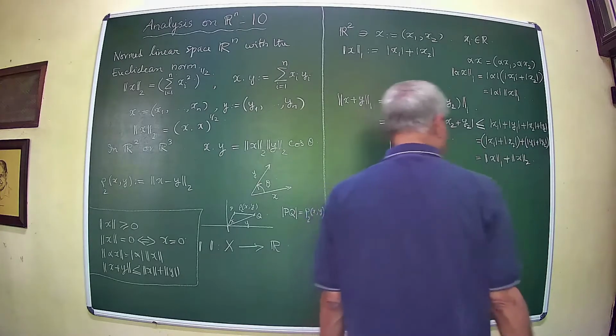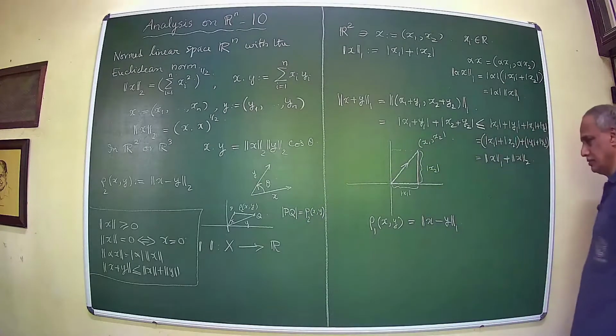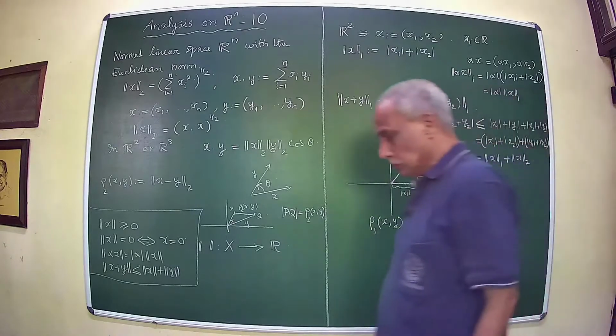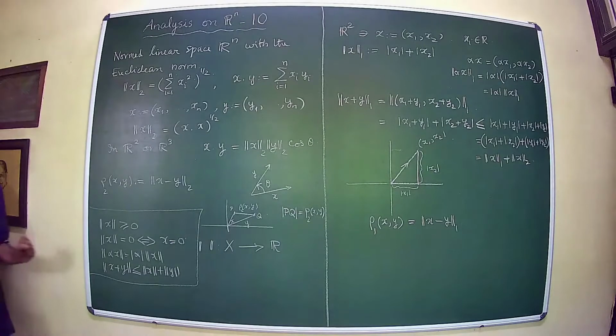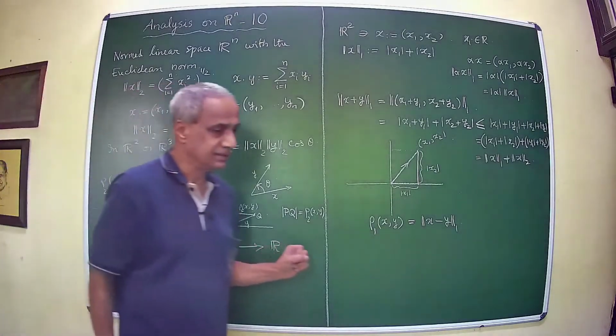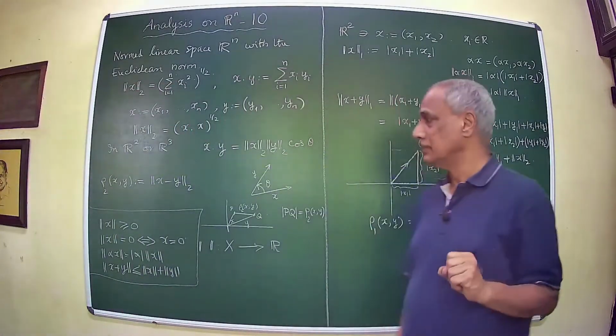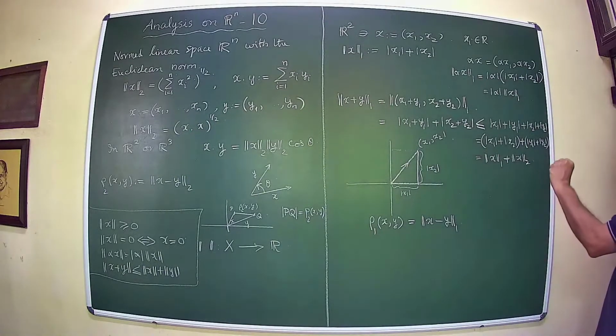I leave it to you to prove this. And this is the distance. So it becomes a metric space. So there is a possibility that in Rn, what is the analog of this?